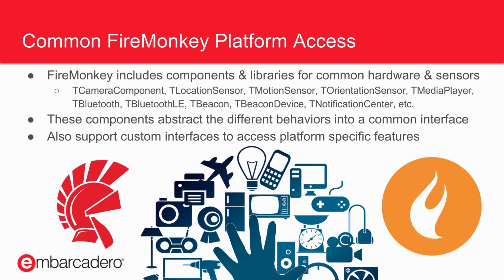T-beacon and T-beacon device are for working with beacons. They're actually the opposite of each other. T-beacon is what you use to locate a beacon. A beacon is a little Bluetooth LE device that just transmits. The idea is that you put the beacon in a fixed location and you can tell your proximity to that beacon. That's what the T-beacon component's for.